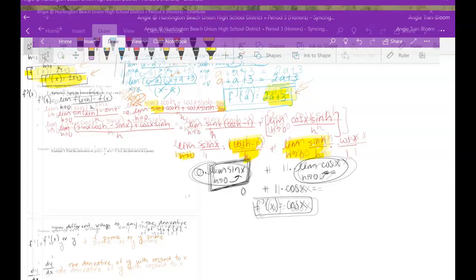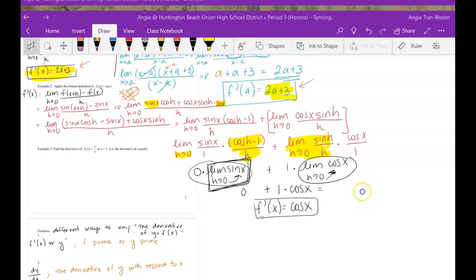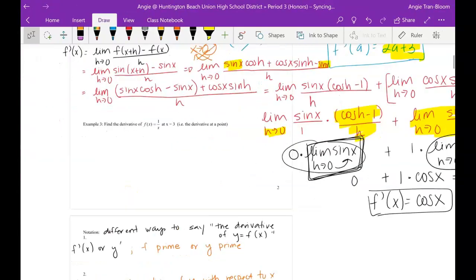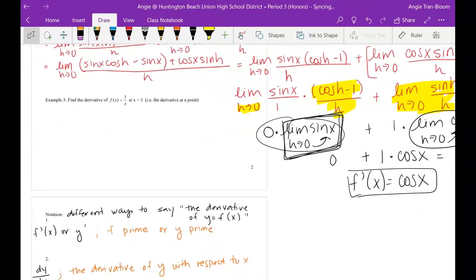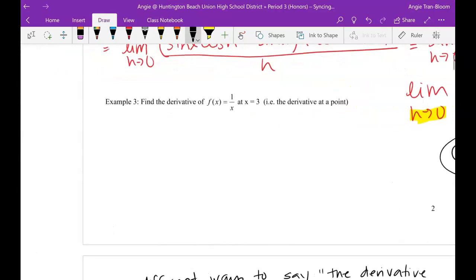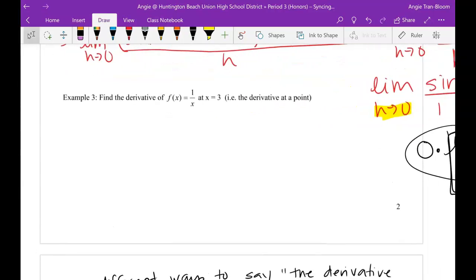So that's it algebraically, and hopefully the graphing helps a little bit. Okay, let's go do this one right here. Example 3: find the derivative of f of x equals 1 over x at x equals 3. As you can see, this one you know a point, x equals 3, so I'm not going to use the formal definition.